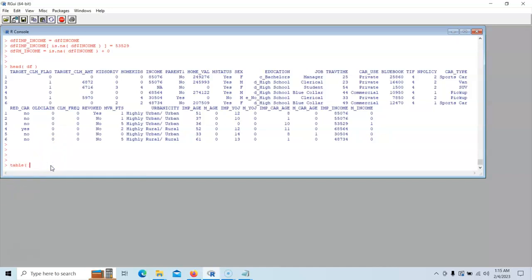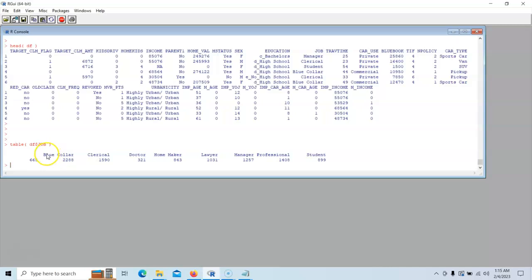Table DF dollar sign job. And you can see we've got blue collar, well, we got missing. So we have some people we don't know what their job is. We could say blue collar, clerical, doctor, homemaker, lawyer, manager, professional, and student.